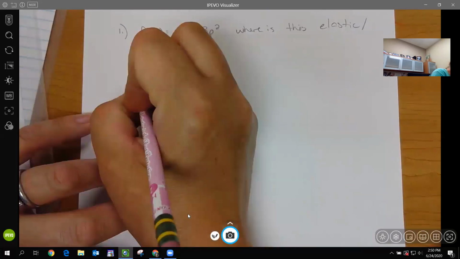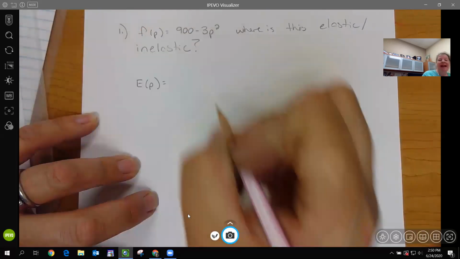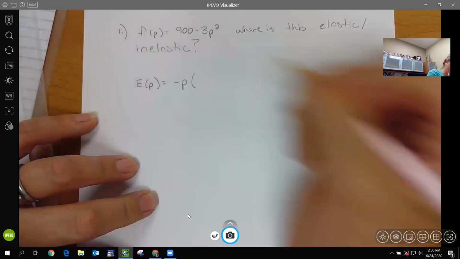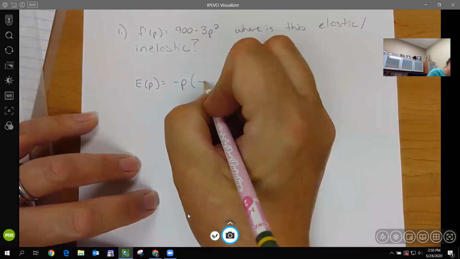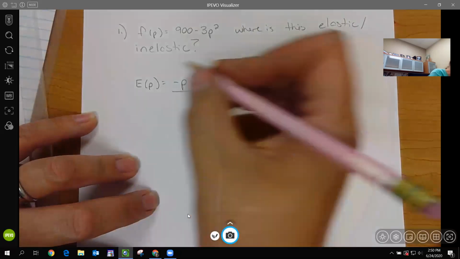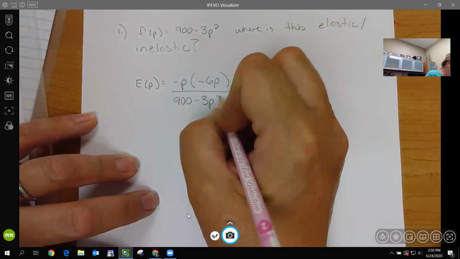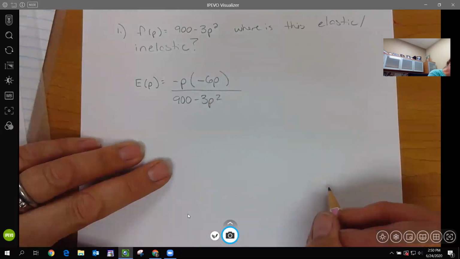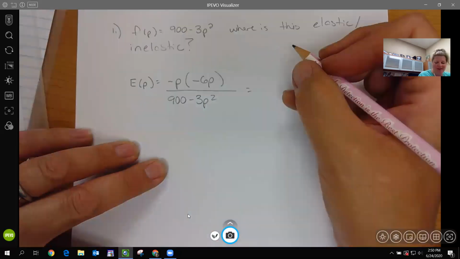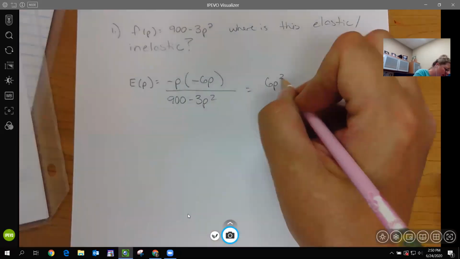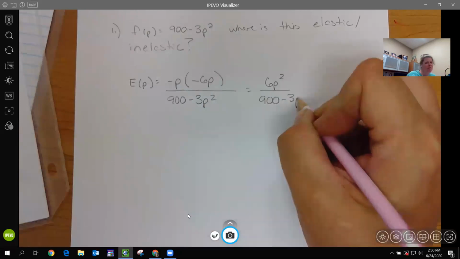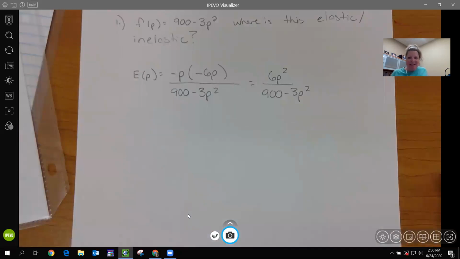We're going to start with our E of P. What is that again? Negative price times the derivative. 900 disappears. Negative 3 times 2 is negative 6P, all divided by the original 900 minus 3P squared. Then I do want to simplify the top because I'm going to use this function a lot, so 6P squared over 900 minus 3P squared. Simplifying isn't that big of a deal. I can put in a price and get my information. In my math lab it's very generous on what you can put in for your simplified version.